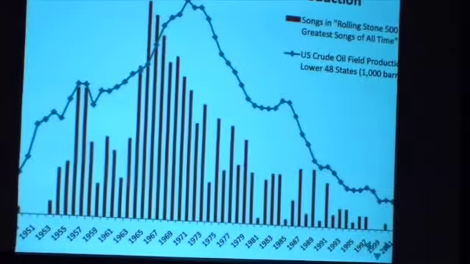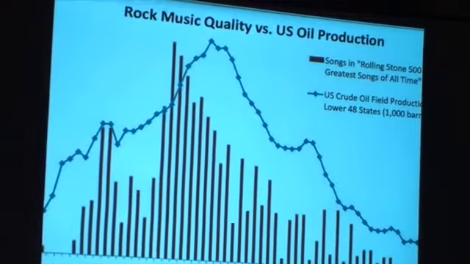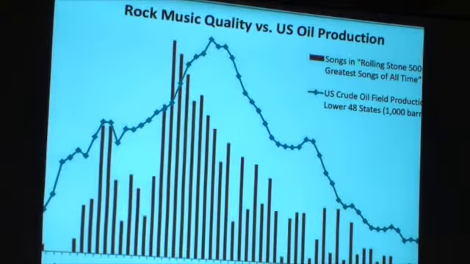So if I just show you this graph, rock music quality, too bad the axis is cut off. Rock music quality versus US oil production, just by superimposing these two curves together, it might seem like I'm saying something, right? Usually, when you present two data series together, you're saying, oh, these are related. No, one predicts the other. One's because of the other.